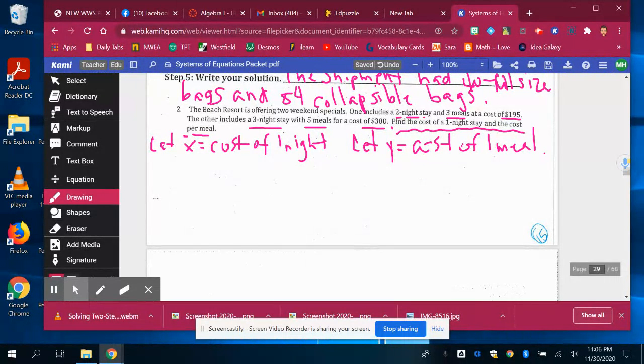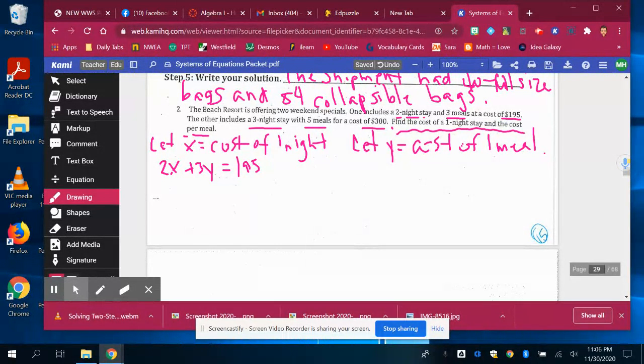I'm going to next write my equations. So 2 nights stay and 3 meals at a cost of $195. So I know that X is the cost of 1 night. So if I have 2 nights, that's going to be 2X. I'm going to have 3 meals. I know Y is the cost of 1 meal, so I'm going to add 3Y to get a total of $195. There's one of my equations.